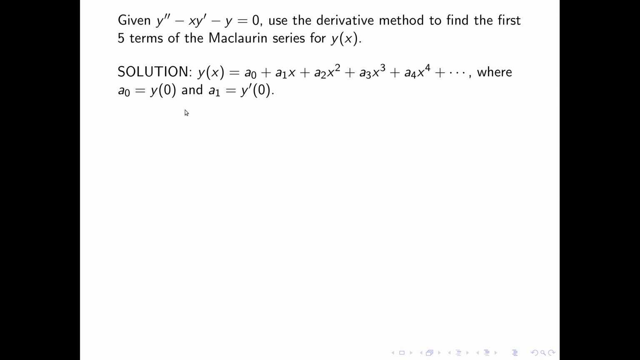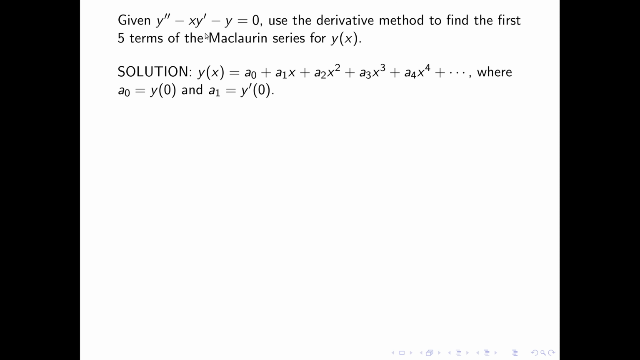So it's kind of weird to discuss it. Let's just see if we can go for it and figure it out as we go. So here's the same differential equation that we just had. We're going to try using the derivative method to find the first 5 terms of the Maclaurin series for y of x. I would just note that the solution then would look like this. That's just writing out the power series. And then do we know a0 and a1? Yes, we do. a0 is y of 0 and a1 is y prime of 0, so those are your initial conditions, and we'll just leave those generic as usual.